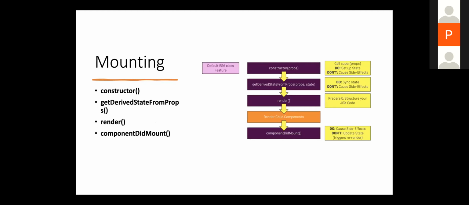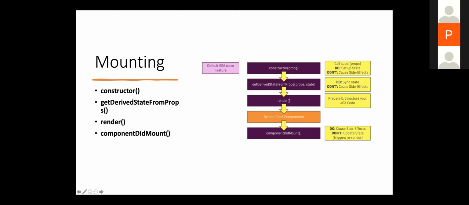Okay, so this is the mounting phase. The mounting phase will have four different methods called. As we know, when you are in a class-based component, a constructor will be called first. Then there is something called getDerivedStateFromProps, another method called render, and then there is a method called componentDidMount.